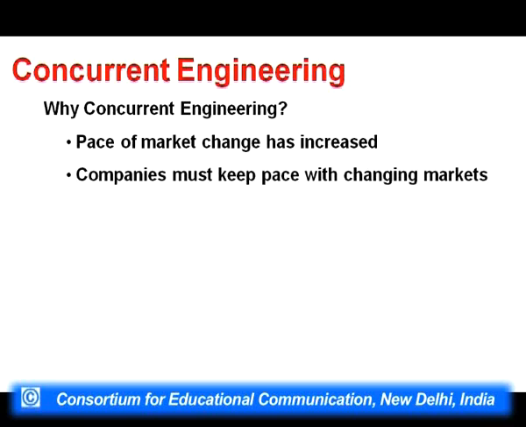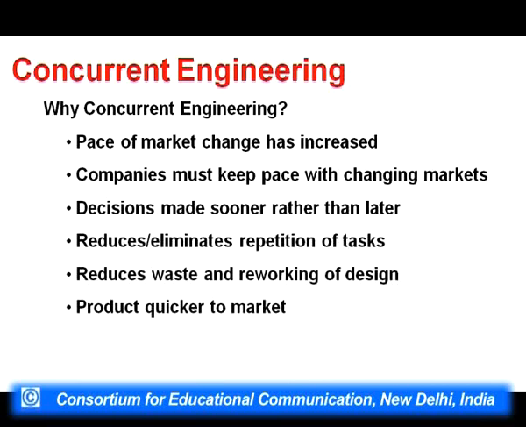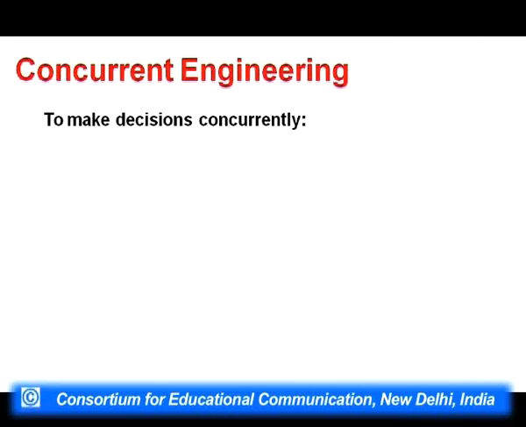Companies must keep pace with changing markets. Decisions are made sooner rather than later, which eliminates repetition of tasks, reduces waste and reworking of design, and gets the product to the market quicker. The product is given quickly to the market without wasting time, because everyone is working simultaneously and the problems are solved parallelly. It maximizes the company's profit. The company operates more efficiently. That is why concurrent engineering is preferred over the traditional process.